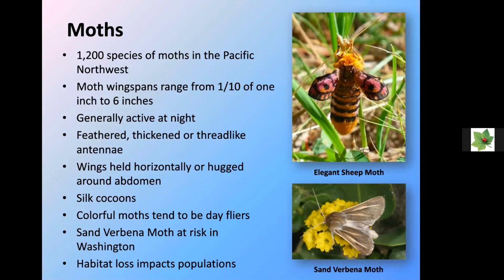We also have some that are at risk of being endangered, such as the sand verbena moth. And oftentimes, habitat loss is one of the largest impacts of the reduced populations, and not only of moths, but also of many of our other types of insects.